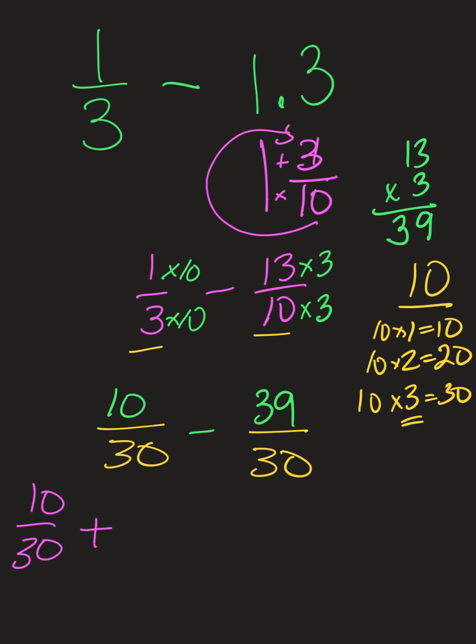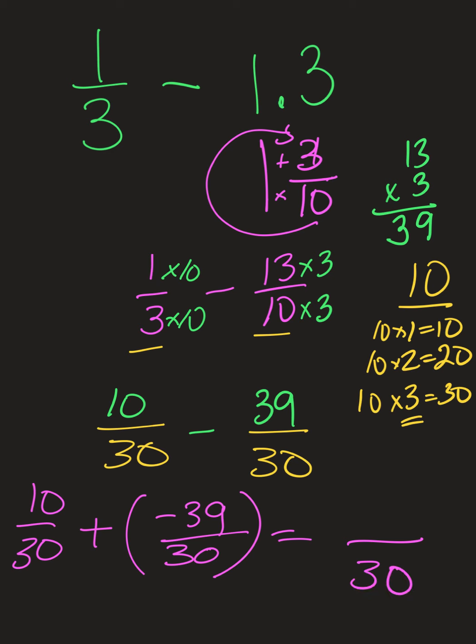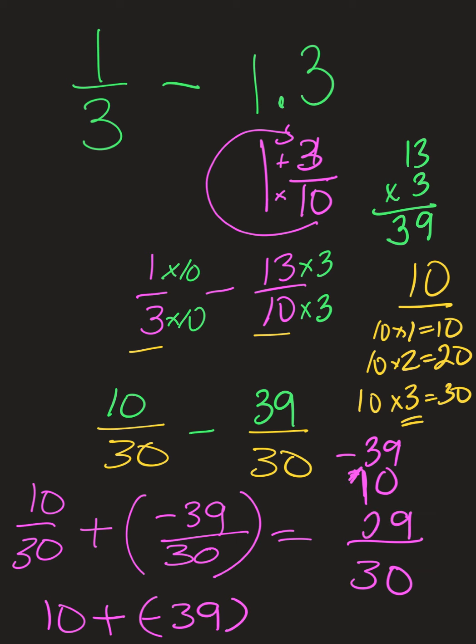10 over 30, plus negative 39 over 30. My answer will have that 30 because I keep my common denominator, of course. And I'm essentially taking 10 plus negative 39. That is going to be subtraction because they have opposite signs. So essentially it's 39 minus 10. 9 minus 0 is 9. 3 minus 1 is 2. I keep the sign of the larger number. I get negative 29 30ths.